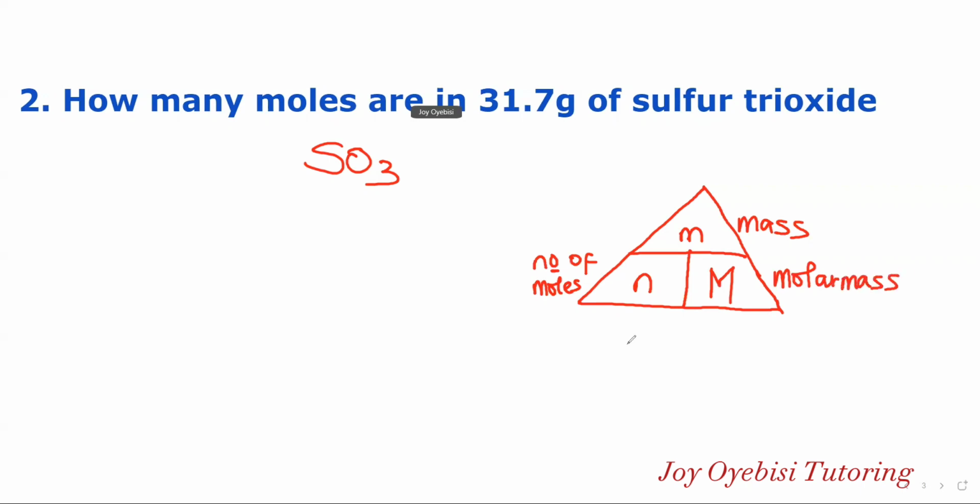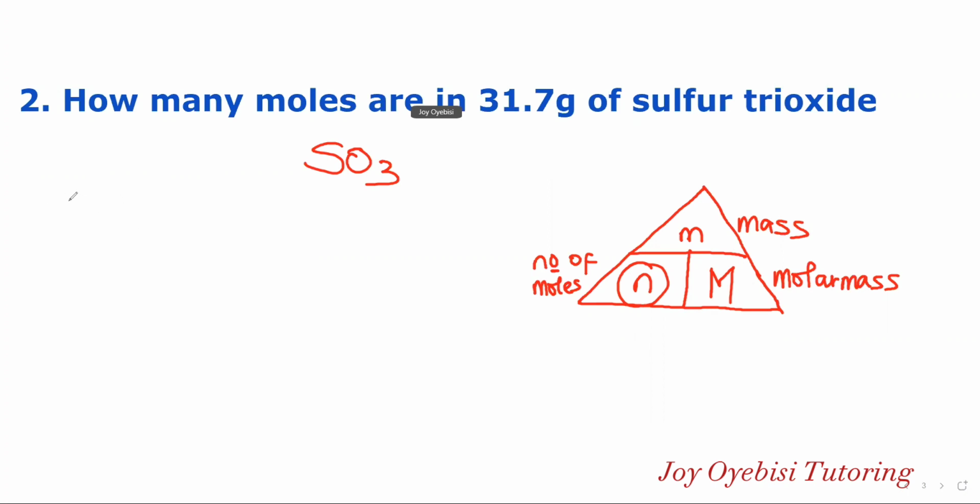So what this means is that if you are looking for mass, you're going to isolate the mass, which means you're going to multiply n times M. If what you're looking for is n, for example, you're going to isolate the n, and therefore what you're going to be doing is divide mass by the molar mass. And that's what you're going to be doing for this. So the first thing we're going to do here is to find the molar mass of sulfur trioxide.